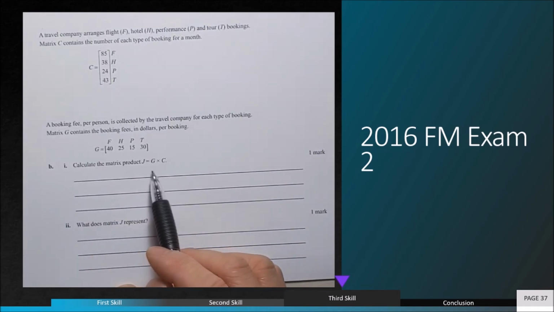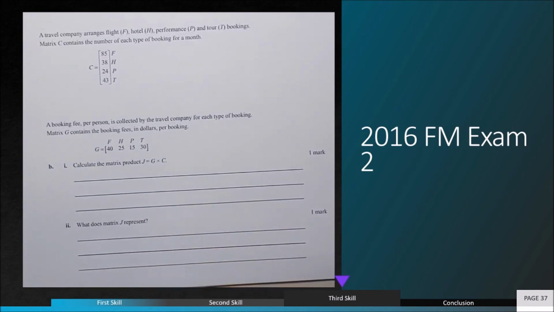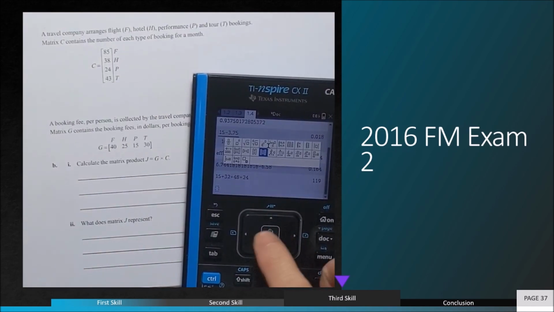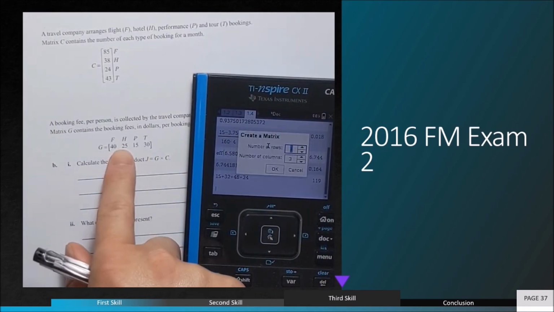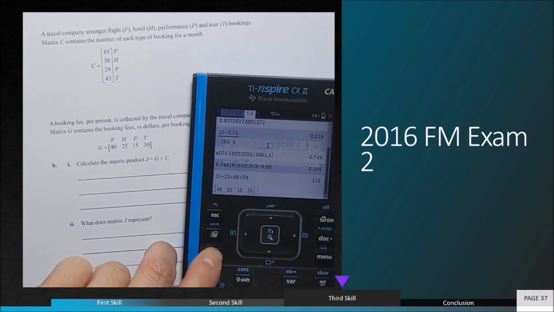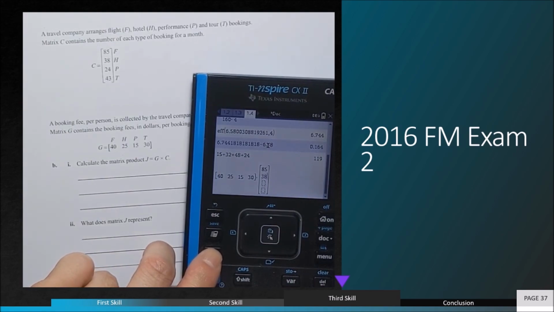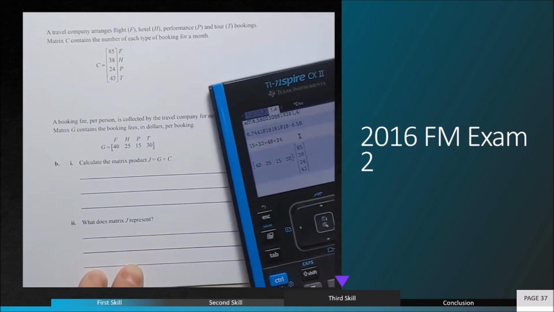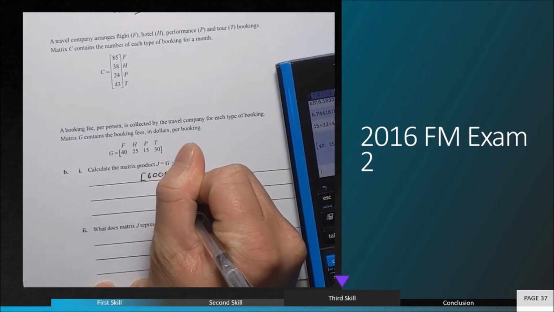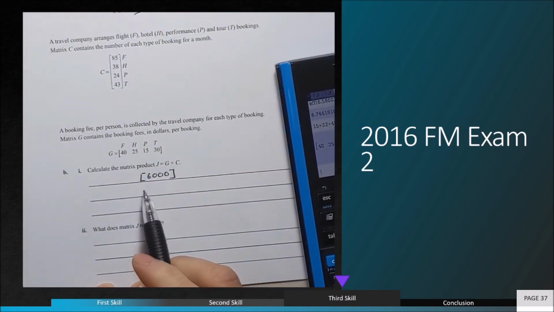So first part, calculate the matrix J, which is G by C. So G by C is simply that times that. So on your CAS, put our matrix button there. I need a custom one because I need to do G by C. G is a row, 1 by 4. It's 40, 25, 15, 30, multiplied by C, which is 4 rows, 1 column. So that's 85, 38, 24, and 43. And that gives you a total of 6,000. So to calculate the matrix product J, that's 6,000. The matrix product goes in a set of brackets, so please make sure that's there. You cannot just write 6,000.